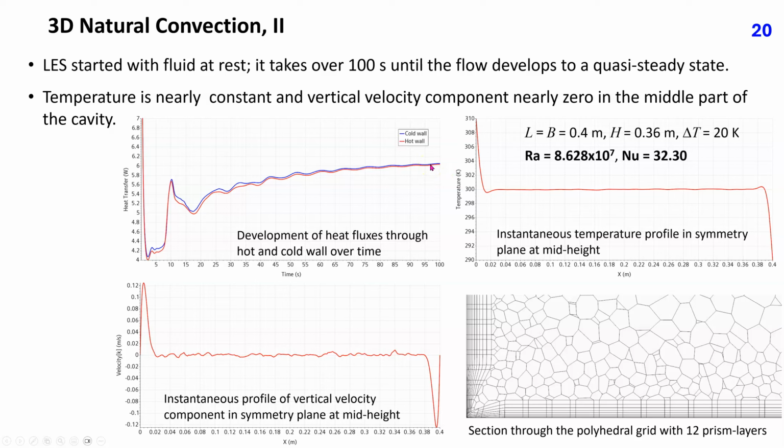Temperature is nearly constant and vertical velocity component nearly zero in the middle part of the cavity, as can be seen from instantaneous profiles at mid-height in the symmetry plane shown in these two plots. A polyhedral grid with 12 prism layers along walls was used. A part of the grid in one section plane near a corner is shown in this plot.